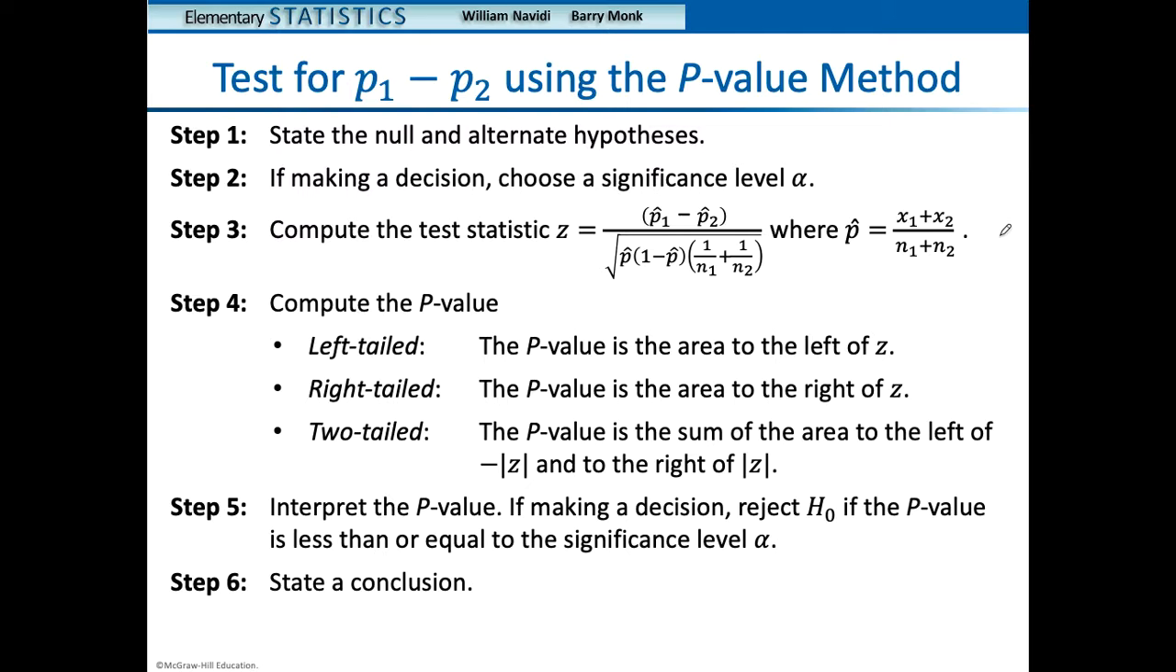If it's a left tail test, the p-value is the area to the left of z. If it's a right tail test, the p-value is the area to the right of z. If it's a two-tailed test, the p-value is the sum of the area to the left of negative z and to the right of positive z. Interpret the p-value. If making a decision, reject the null hypothesis if the p-value is less than or equal to the significance level alpha, and then state a conclusion.